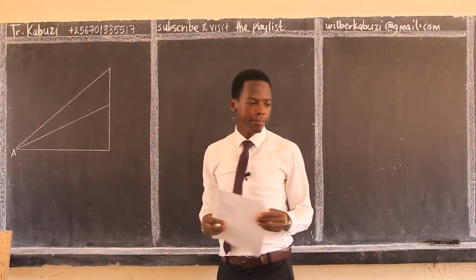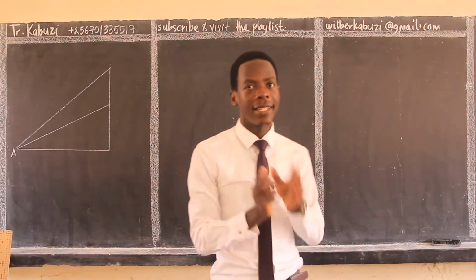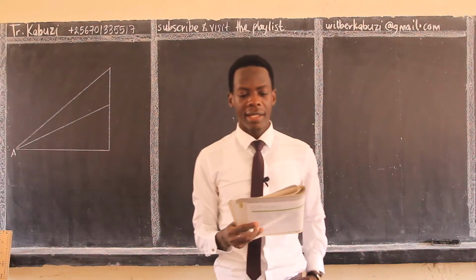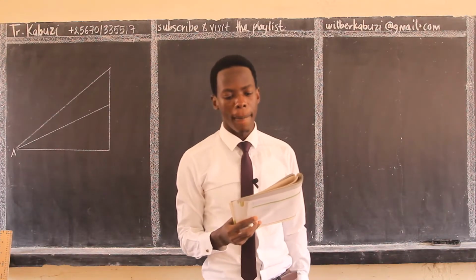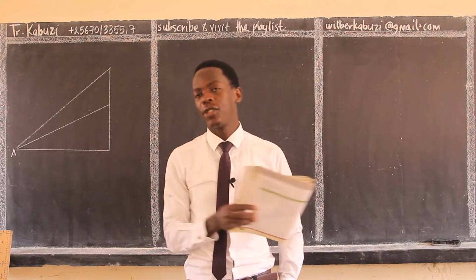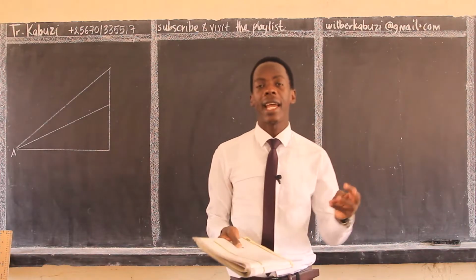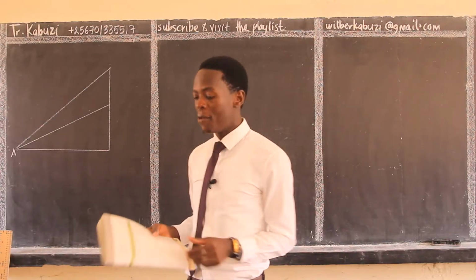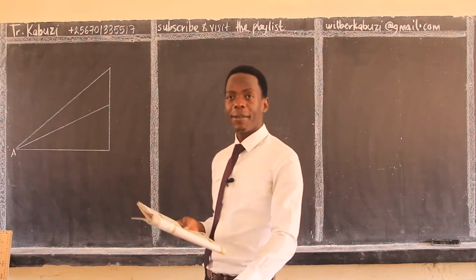Our next chapter is trigonometry 1, that is topic 2 in senior 3. What is the competence? The competence there is the learner understands and uses the three basic trig functions. So three basic trig functions, that is sine, cos, and tan. Of course, there are many, but that will be A-level work.